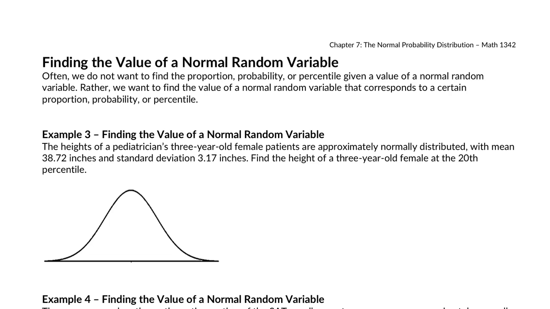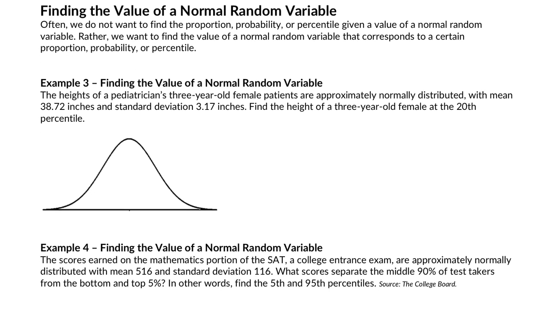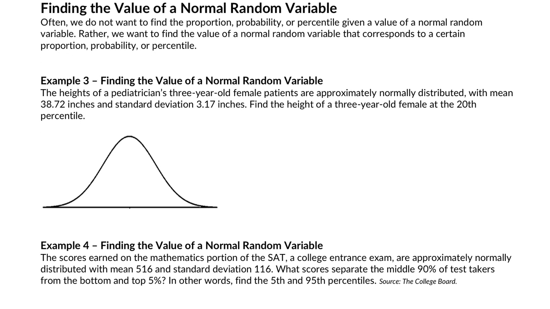We're back to our pediatrician's example. The heights of the pediatrician's 3-year-old females are approximately normally distributed with mean 38.72, standard deviation 3.17, same vibe. Find the height of a 3-year-old female at the 20th percentile.